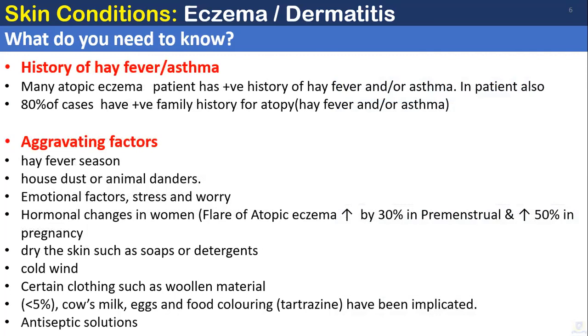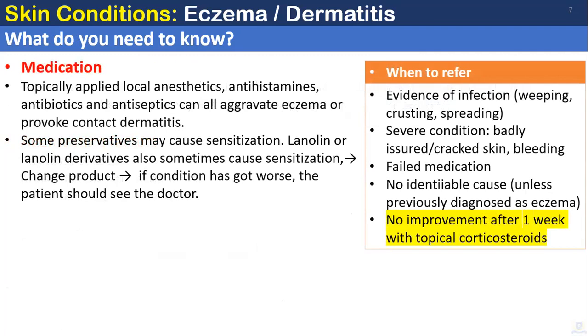Agents that dry the skin, like soap and detergent, cold wind, and certain clothes like woolly material, can aggravate it. Less than 5% of patients may have an allergy to cow milk, egg, and other food coloring agents like tartrazine. Antiseptic solutions, medication, local anesthetics, and antihistamines may sensitize the skin. Antibiotics and antiseptics may all aggravate eczema. Some preservatives may cause sensitization, like lanolin or lanolin derivatives.